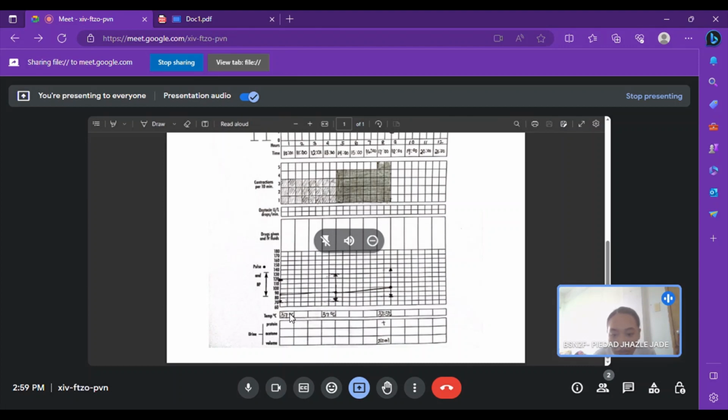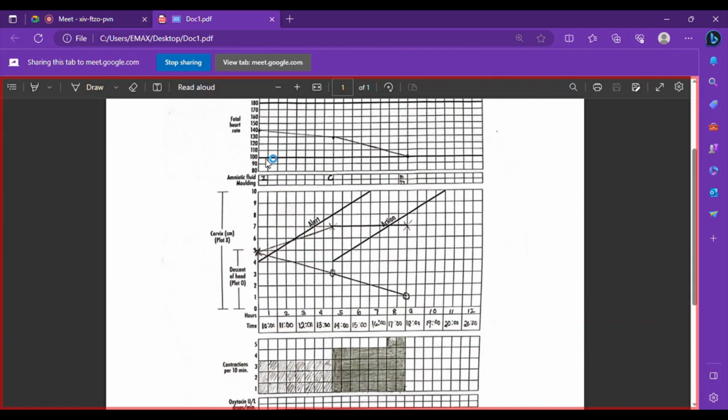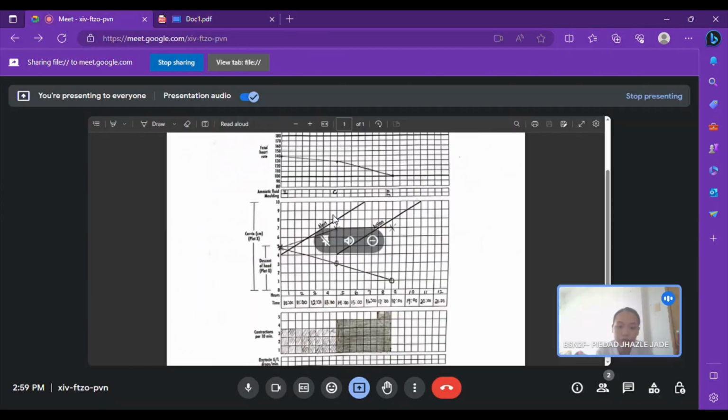Then next is the temperature. As you can see, 37.5, which is in the normal range. So that's it for my presentation of the Partograph of Miss Laila Ahmed.